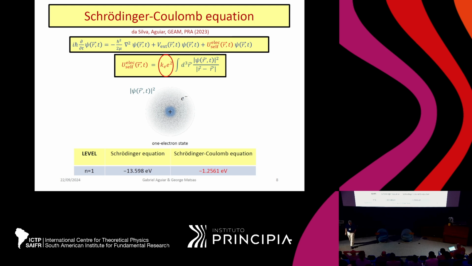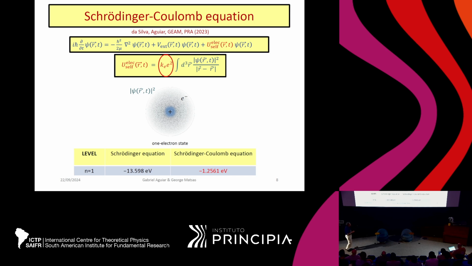Very good. Now, let's solve it for the hydrogen atom. We know how to solve the hydrogen atom for the Schrödinger equation, and it's not that difficult to solve it with this extra term. And what we see eventually is that this extra term, which says that the electron would be able to interact with itself via its electromagnetic field, spoils completely the spectroscopy of the hydrogen atom.